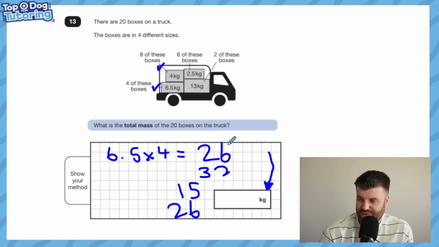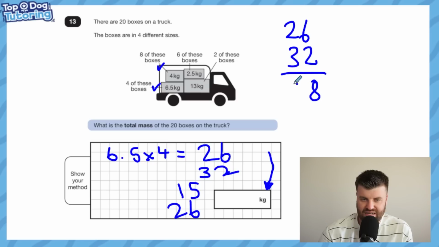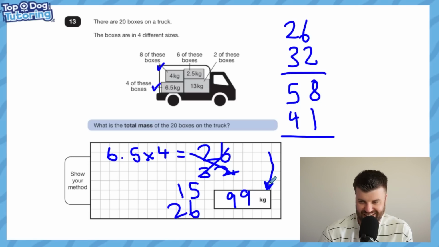So we've got 26, 32, 15, and 26. I'm just going to make sure I add all these up correctly. So 32 plus 26, that's going to give me 58. So I've added those 2 up. 15 plus 16 gives me 41. So then again, I'm going to add these up now. 41 plus 58 is 99 kilograms.